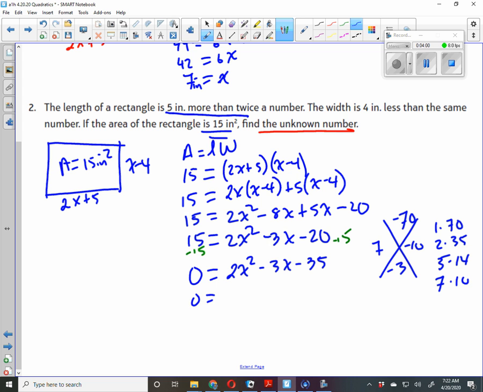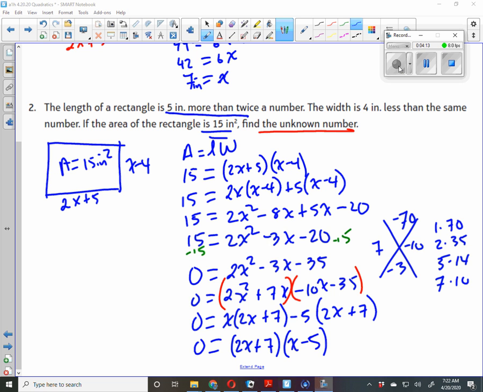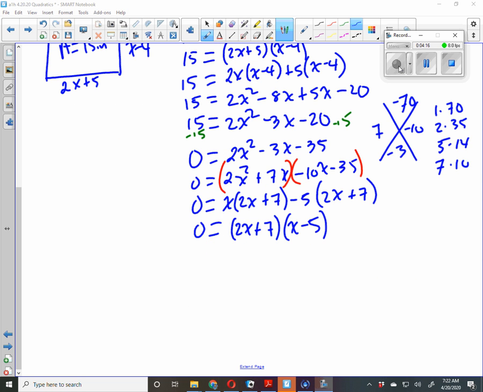0 equals 2x squared plus 7x minus 10x minus 35. Let's go ahead and group and factor. I'm going to stop the video to save time. All right, so we've got it factored, and we know that 2x plus 7 equals 0, or x minus 5 equals 0. So we know that 2x equals negative 7, x equals negative 7 halves, or x equals 5.